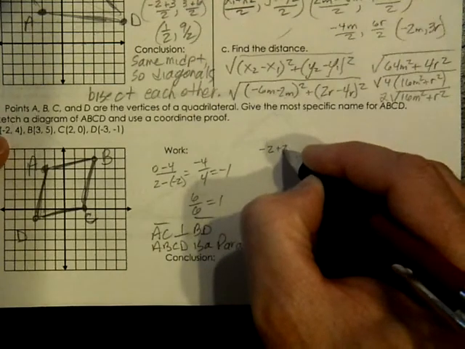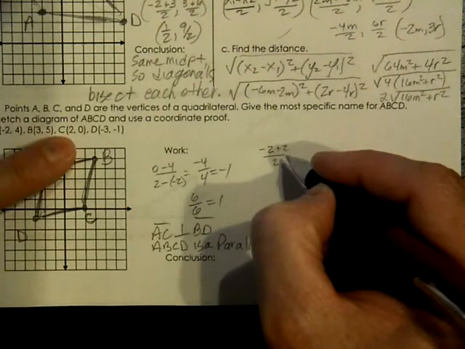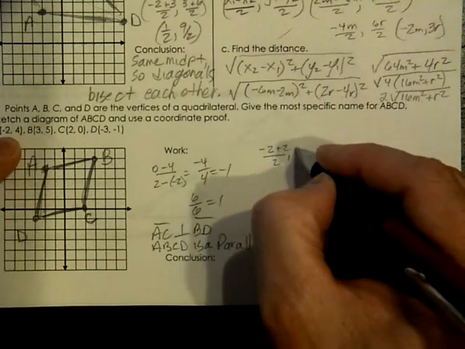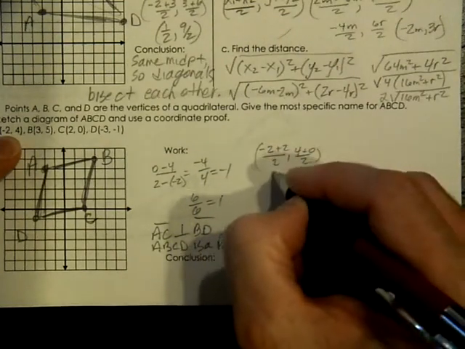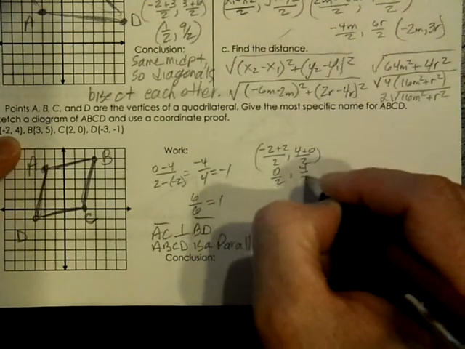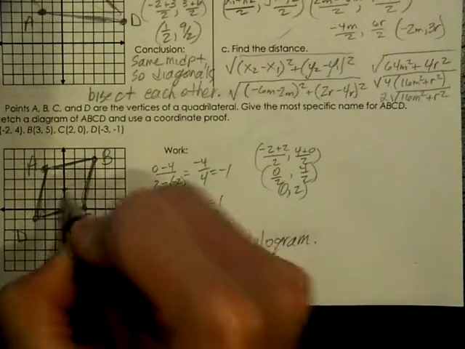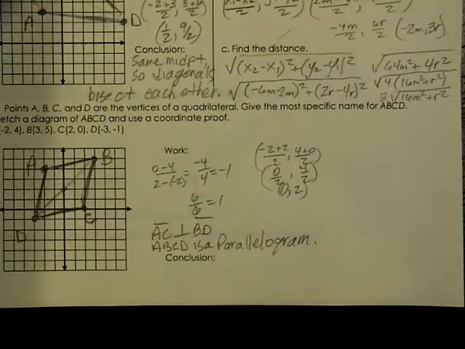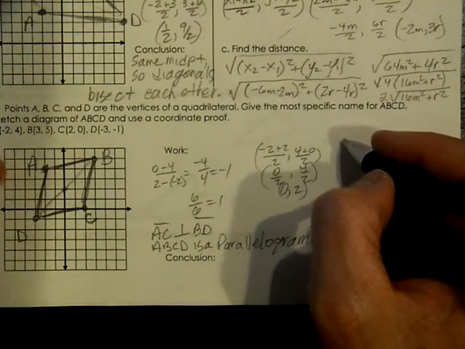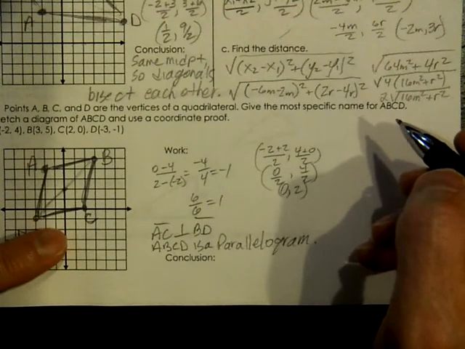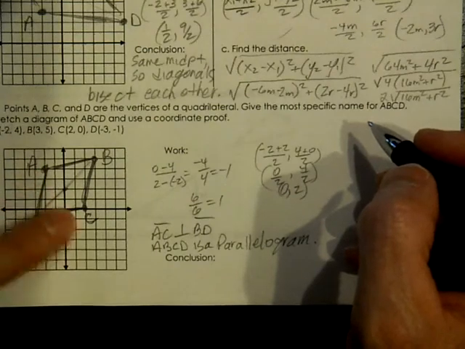Negative 2 plus 2 over 2, A to C, and 4 plus 0 over 2, so that's 0 over 2, 4 over 2, so it's 0, 2. That apparently is the halfway point. And for AC, well, that's actually what I already did. I keep thinking this is A, but this is AC.